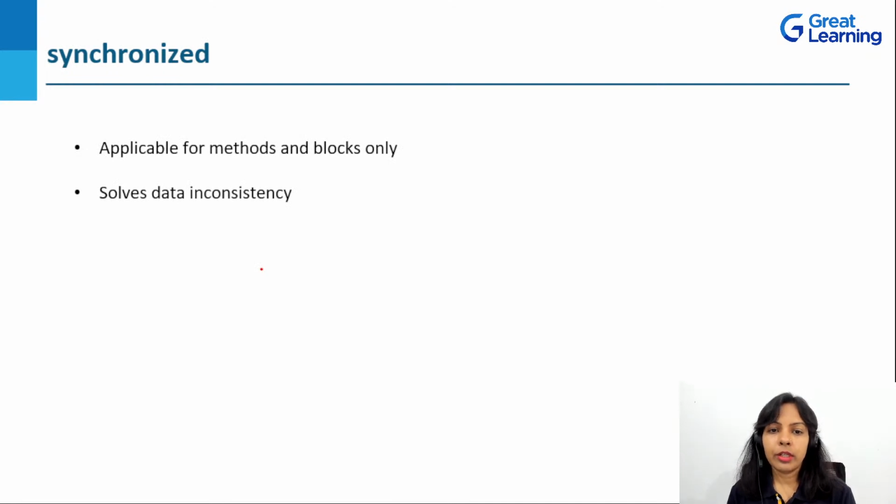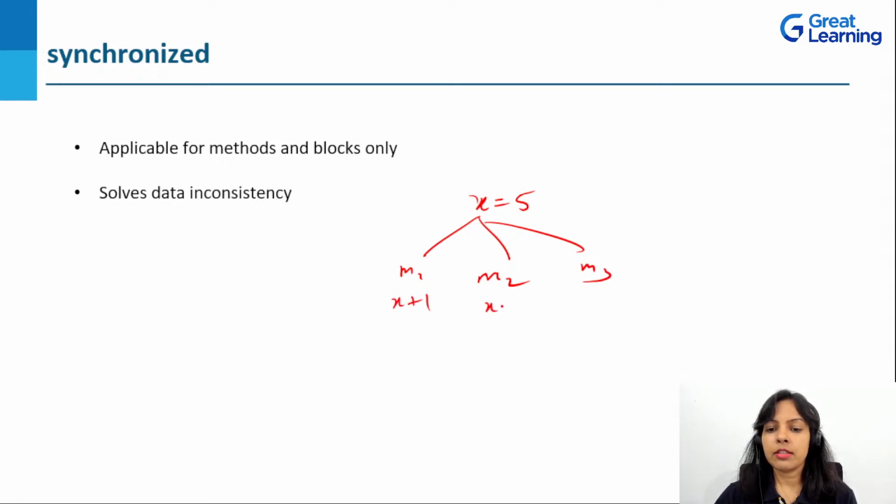Next one is your synchronized. So synchronized, as the name itself says, means carrying out the whole computation in a synchronized manner. Suppose this is a data, data x as 5. Now this data x is being accessed by various methods, m1, m2, and m3, three methods. This one is making some change to x, it is doing x plus 1. This one is doing x minus 3. This one is doing x plus plus. And all these are making these changes and writing to the same memory location.